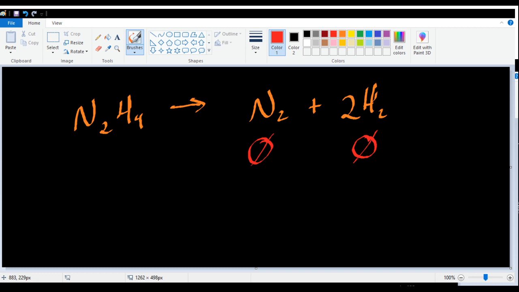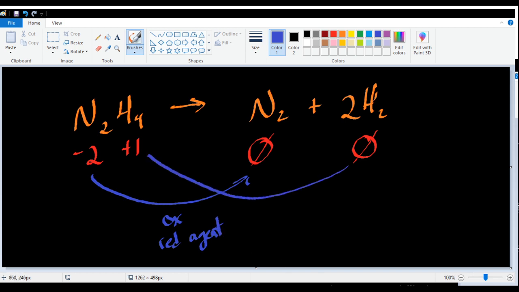Coming back over here to the left, hydrogen is +1. So what about nitrogen? Well, in order to balance that out, each of our nitrogens is going to have to be -2. So nitrogen goes from -2 up to 0. It has been oxidized and is the reducing agent.